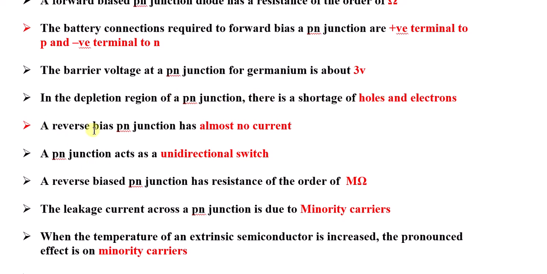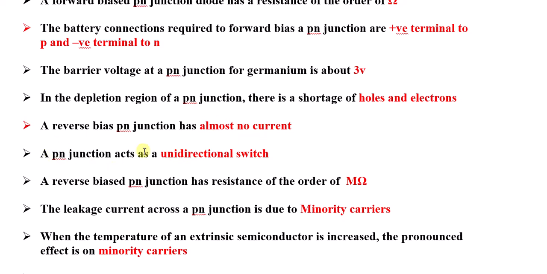A reverse biased PN junction has almost no current. What is reverse bias? It is nothing but the opposite of forward bias. The positive terminal we connect to the negative of the battery, and the negative terminal we connect to the positive of the battery. In the reverse bias situation, the PN junction has almost no current, because the depletion region is going to increase like anything, and more immobile charges will be present. Immobile means no motion, and if there is no motion of the charges, no current will be there.